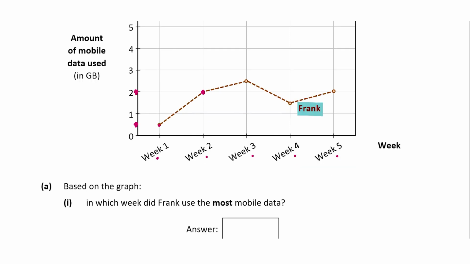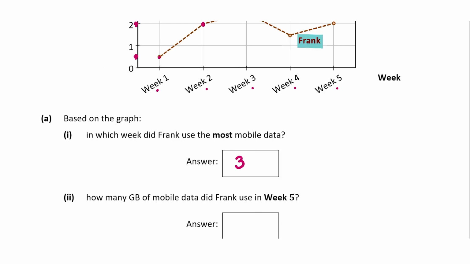So question A, part 1, asks us, based on the graph, in which week did Frank use the most mobile data? And we can see that he used the most mobile data in week 3, because it's the highest point on the graph. So he's used 2.5 gigabytes here in week 3. That's more than he's used in week 1, week 2, week 4, or week 5. So we can say week 3.